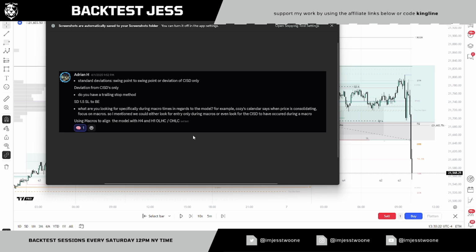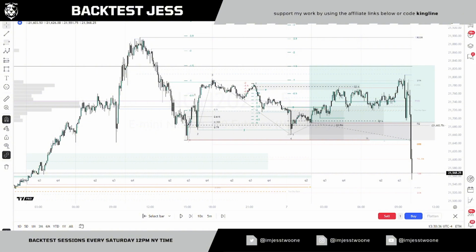And then again, for additional context of what we're trying to achieve, using macros to align the model with the H4 or H1 open low high close or open high low close. Okay, so now let me show you guys the next screenshot, which I just realized maybe will give us our answer for how we're tracking this trade as a loss or not.